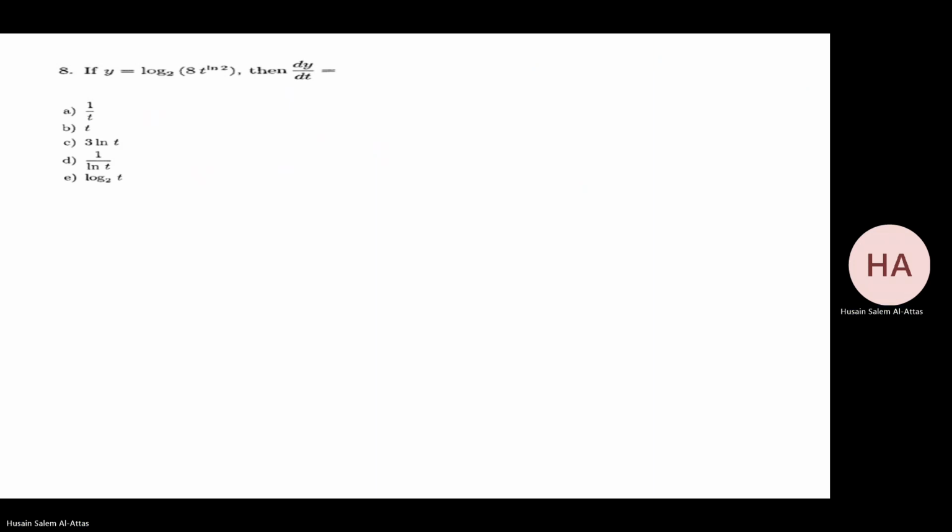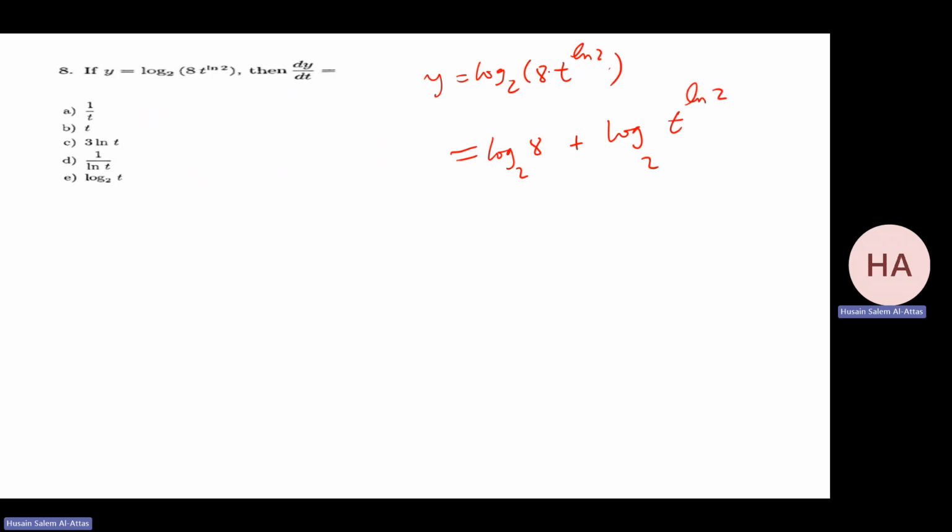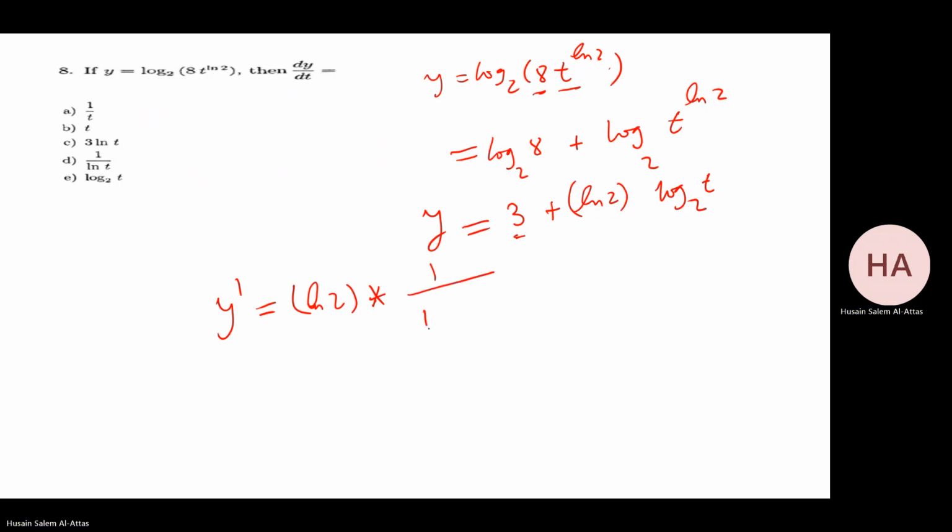Y equals log base 2 of this. Sometimes you simplify the function and you notice it's nothing. This will be log of 8 to the base 2, log of t to the power ln 2 with the base 2. I take it as a product, so I distribute the log. So that will be 3, this is 2 cubed, plus ln 2 times log t with the base 2. And find the derivative of this. So y prime will be the derivative of 3, which is 0, plus ln 2 times the derivative of this, which is 1 over t ln 2. This cancels, so I'm getting 1 over t. That is the answer.